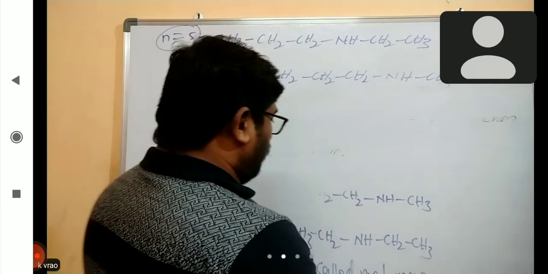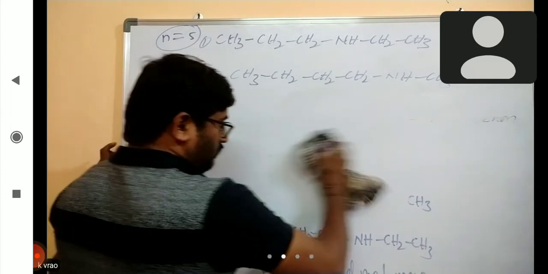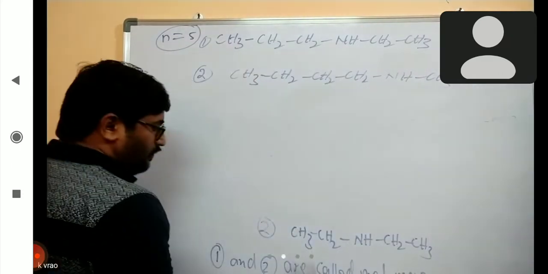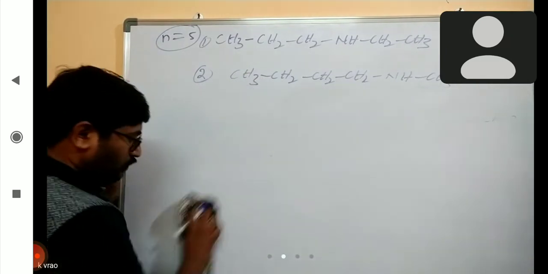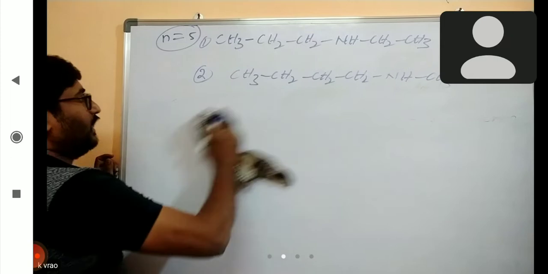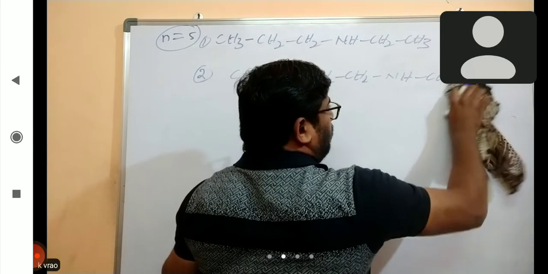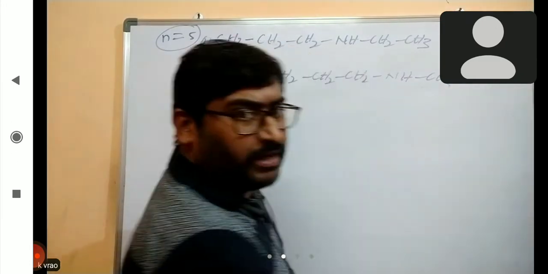So amines possess metamerism. When a bivalent or polyvalent functional group is attached to different alkyl groups, we will get different types of compounds. Those compounds are called the metamers, and the phenomenon is known as metamerism.